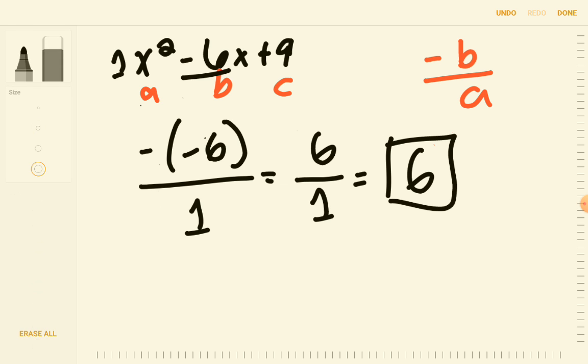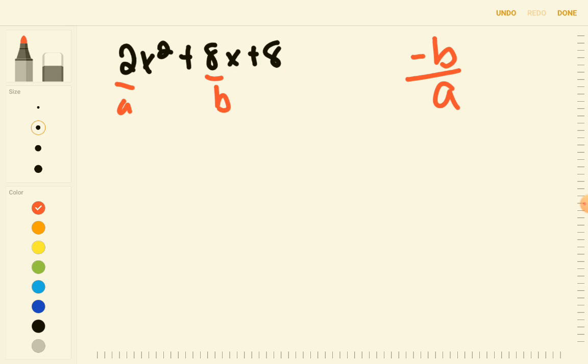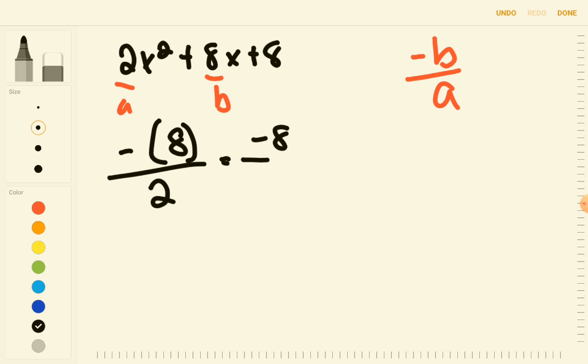So let's try this on another problem. Our next problem, we have 2x squared plus 8x plus 8. We would label our values again a, b, and we don't really need c for this formula, so negative b over a. So first we would just get negative times the b value, which is 8, over a, which is 2, and that's negative 8 over 2, and that's just negative 4.